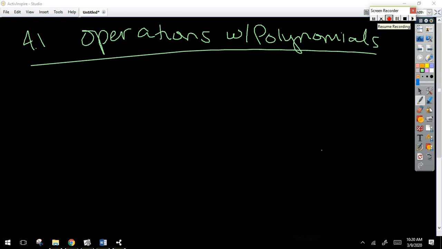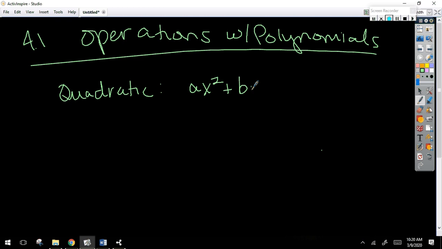Okay. So a quadratic, the biggest term is x squared, right? So a quadratic looks like this. Quadratic. Well, what's the prefix? Quad, right? So quadratic is generally 3 terms, but it doesn't have to be 3 terms. What makes it a quadratic is this x squared, right?